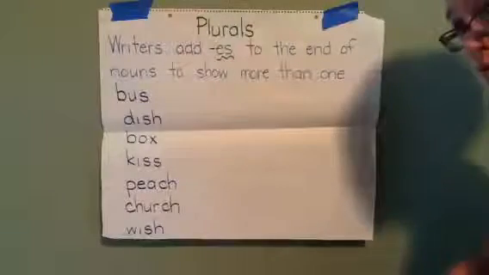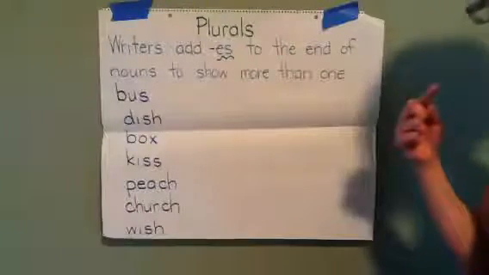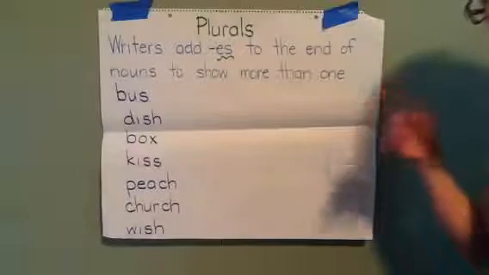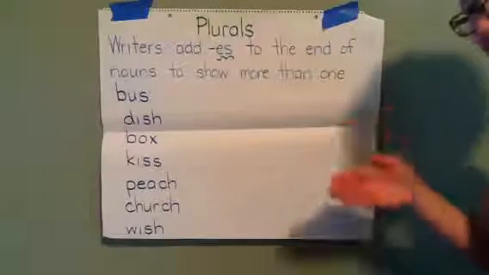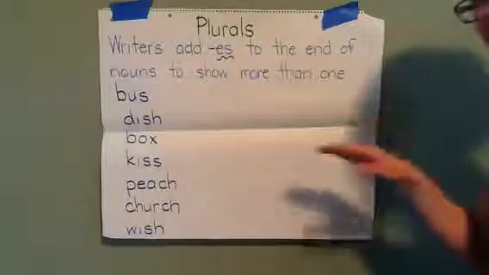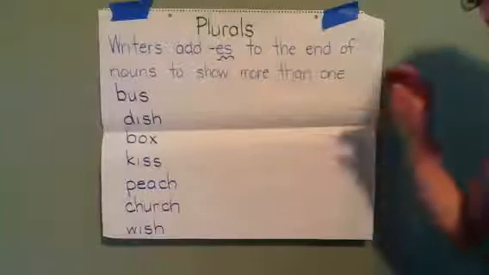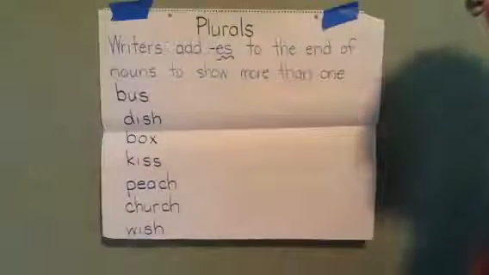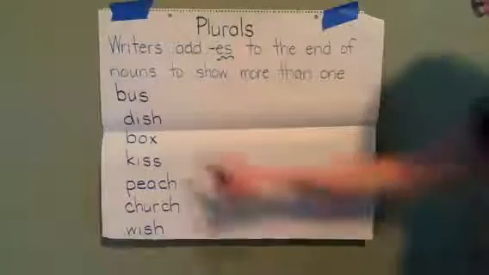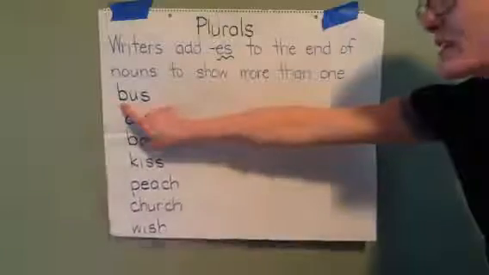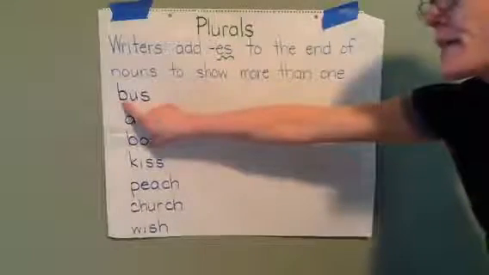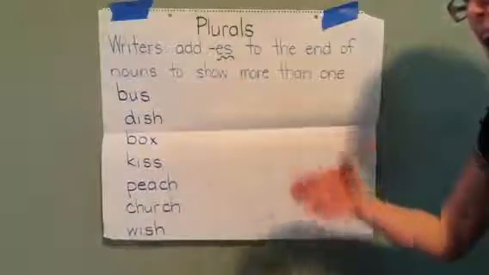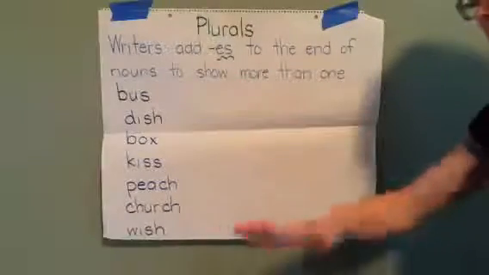So sometimes when we're listening to a word, reading it, or writing it, we can't just add an S to the end of the word to show more than one, because that doesn't sound right. If we listen closely, we need to add an ES to the end of the word. So listen to this word. This is a noun. This is singular. This is bus. Let's think about this. I see one bus. That makes sense.